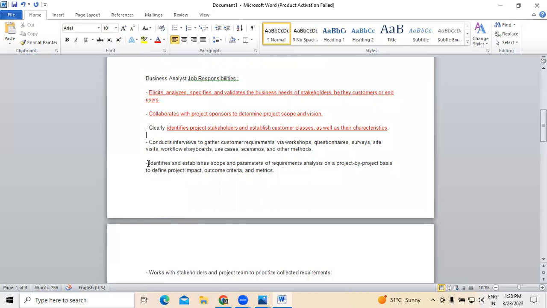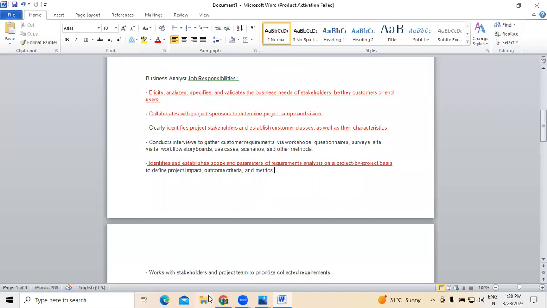At the same time, we need to identify and establish the scope and parameters of the requirement analysis. Based on the project, we have to understand this. This is also one of the common responsibilities a BA has to understand here. Identifying and establishing the scope of the project is essentially required. At the same time, we must know about the parameters of the requirements, project to project.